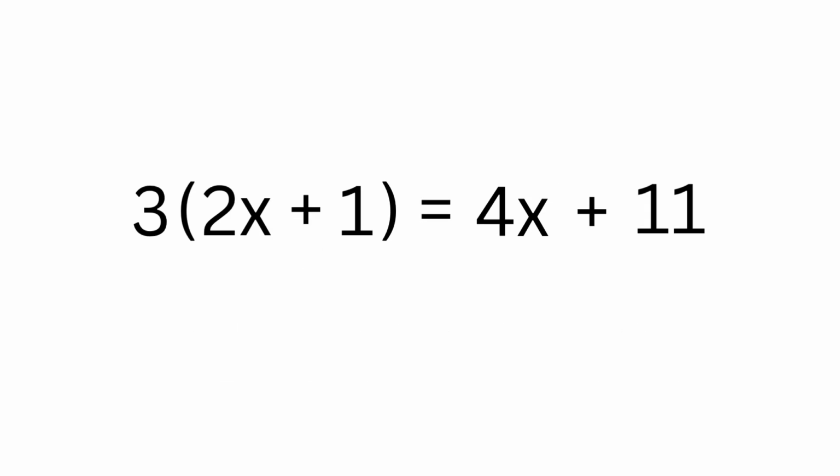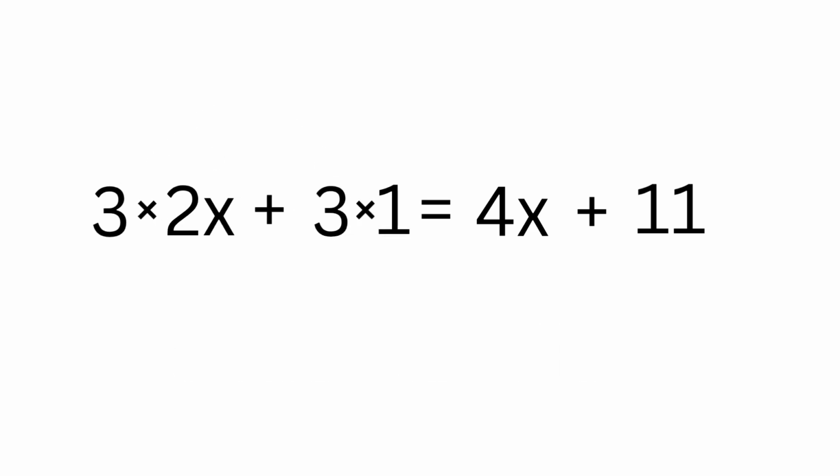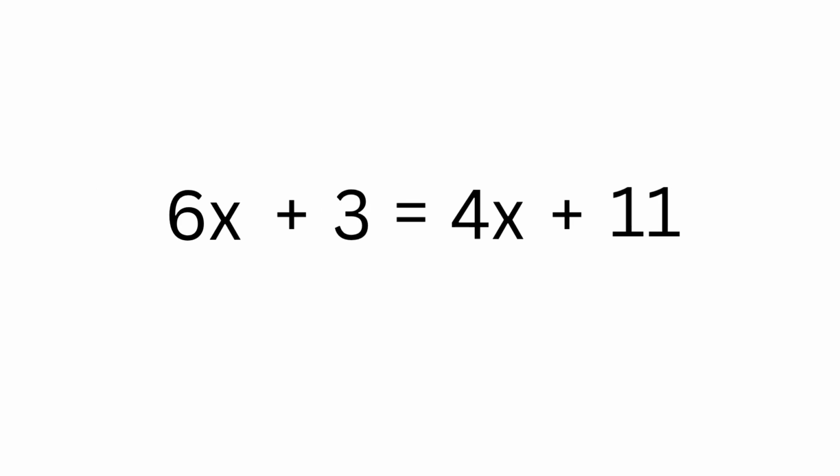Think of the positive 3 outside as a security guard checking in on a house. The security guard can't just check the living room and leave. They have to check every single room inside. In math, we say that we distribute to all the terms inside the parentheses. That means multiplying the 3 by 2x and by plus 1. 3 times 2x gives us 6x, and 3 times 1 gives us 3. Put them together, and the left side becomes 6x plus 3. Just like that, the front door is unlocked and the parentheses vanish.